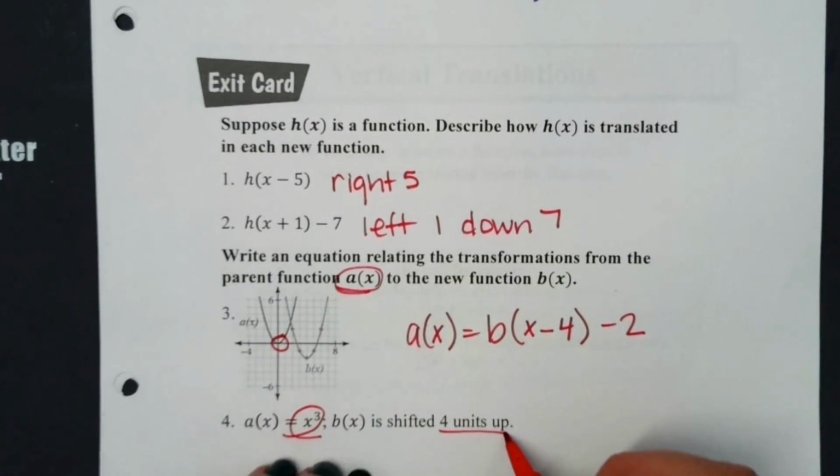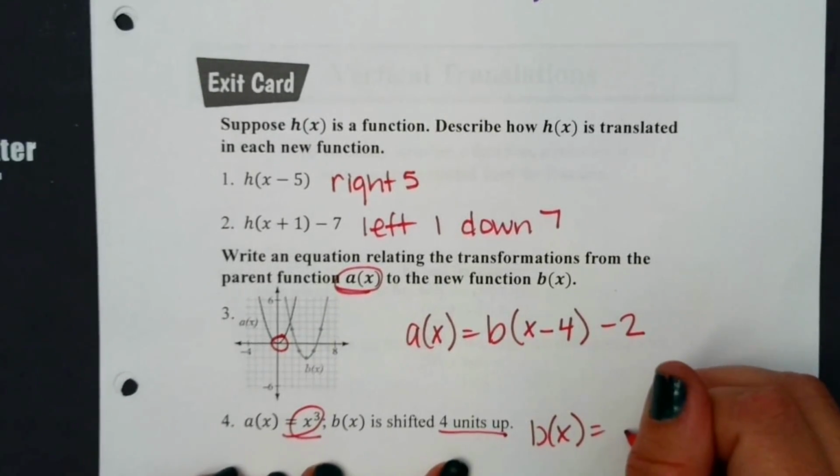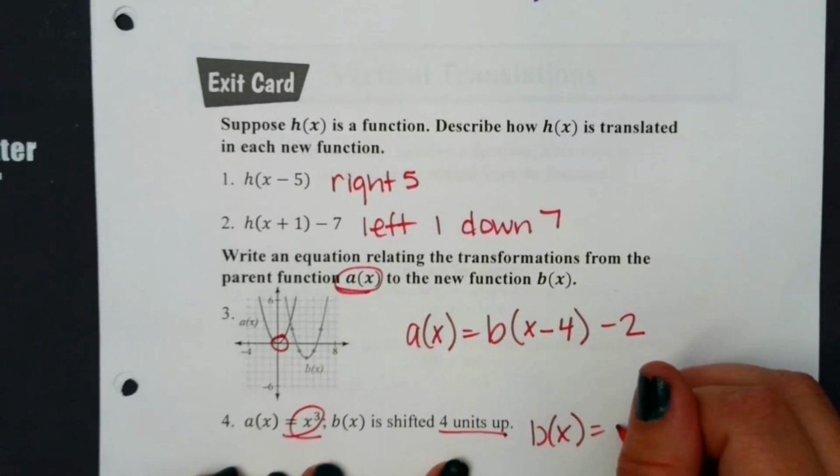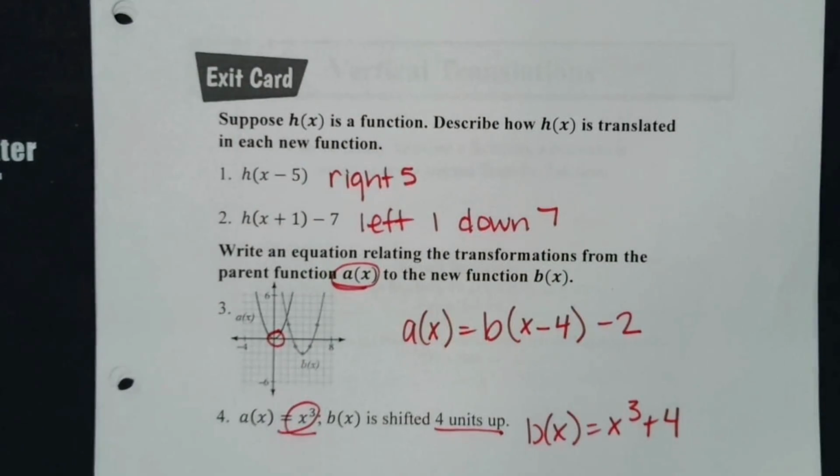I want to shift it up 4. So b of x is going to equal x plus 1. Very good. How do you guys feel about this?